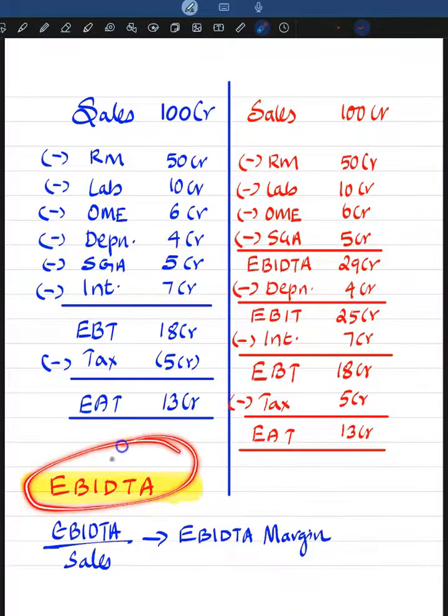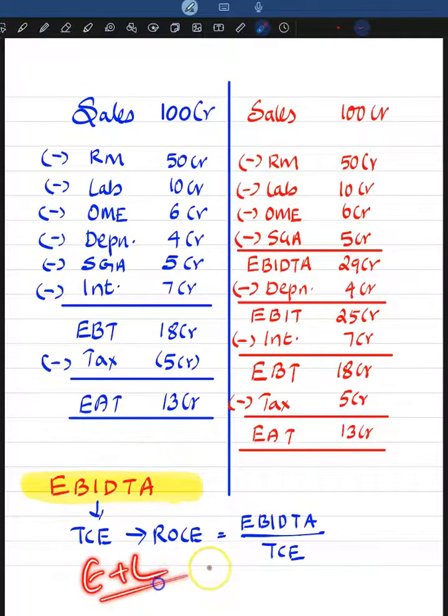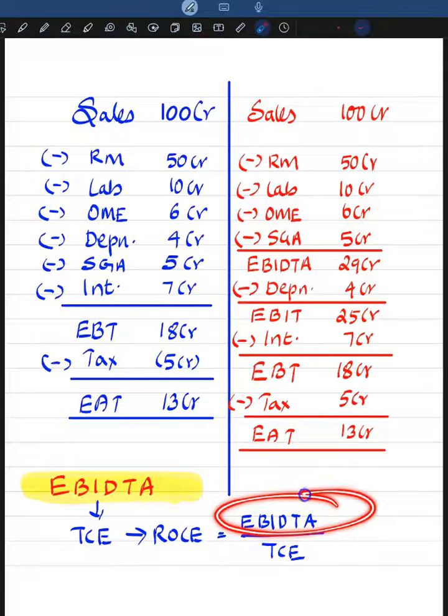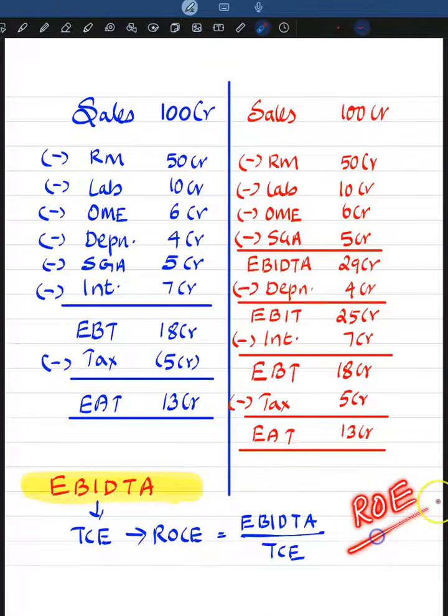If you compare the EBITDA with sales, what you get is EBITDA margin. And if you compare the EBITDA with total capital employed, that is equity plus liabilities, you get what is known as return on capital employed, which is a very important key financial indicator. It communicates what is the return generated by this entity by using all this capital. Only when return on capital employed is satisfactory, we can expect some decent return on equity as well for the owners.